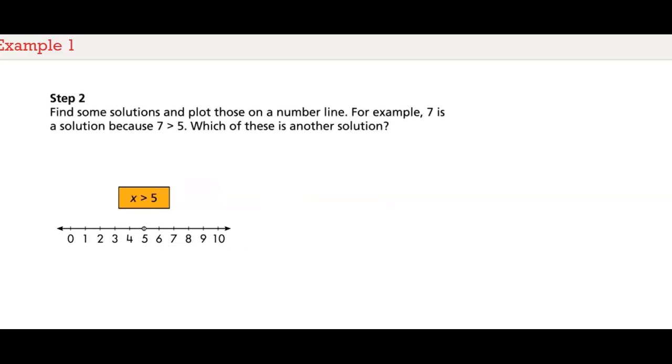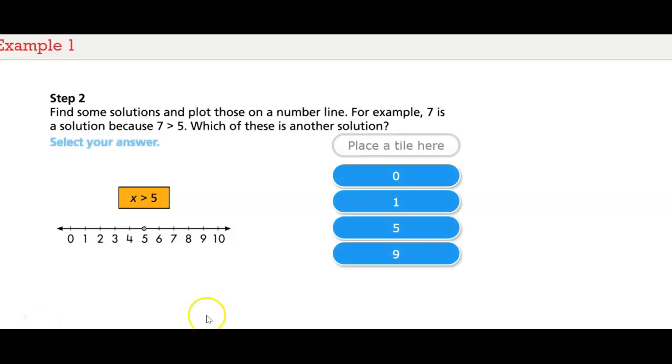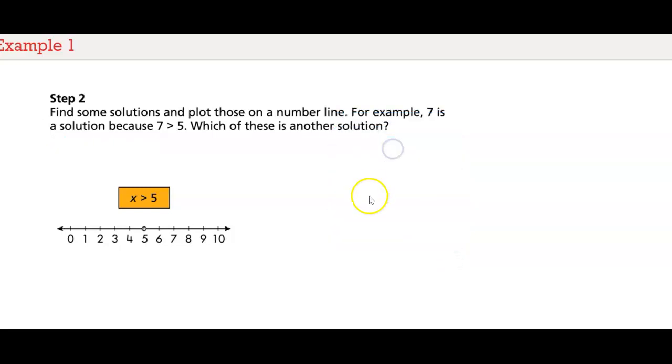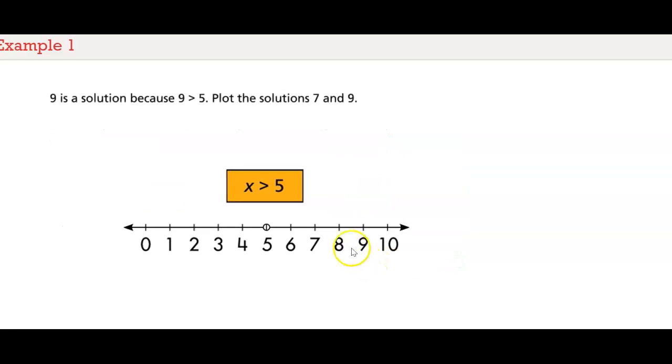Step 2. Find some solutions and plot those on a number line. For example, 7 is a solution because 7 is greater than 5. Which of these is another solution? Select your answer. Nine is a solution because 9 is greater than 5. Plot the solutions 7 and 9.